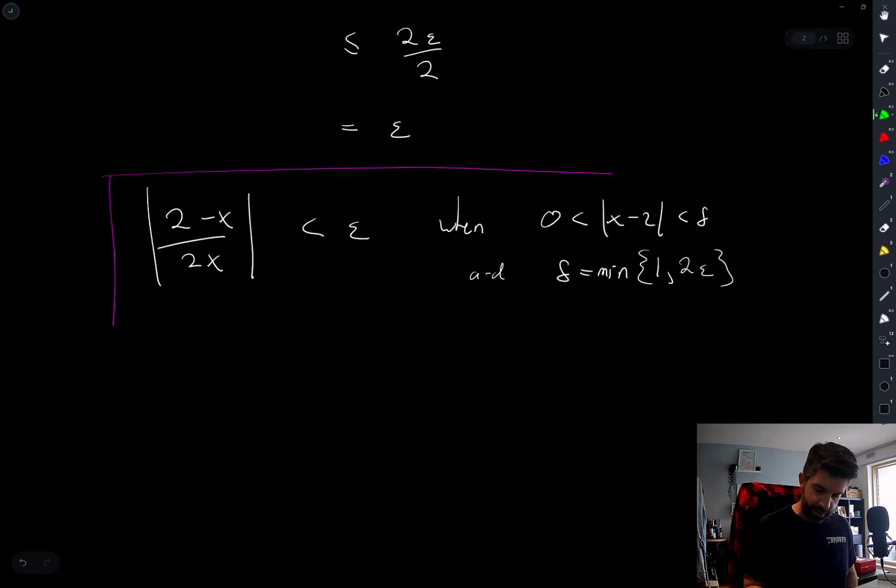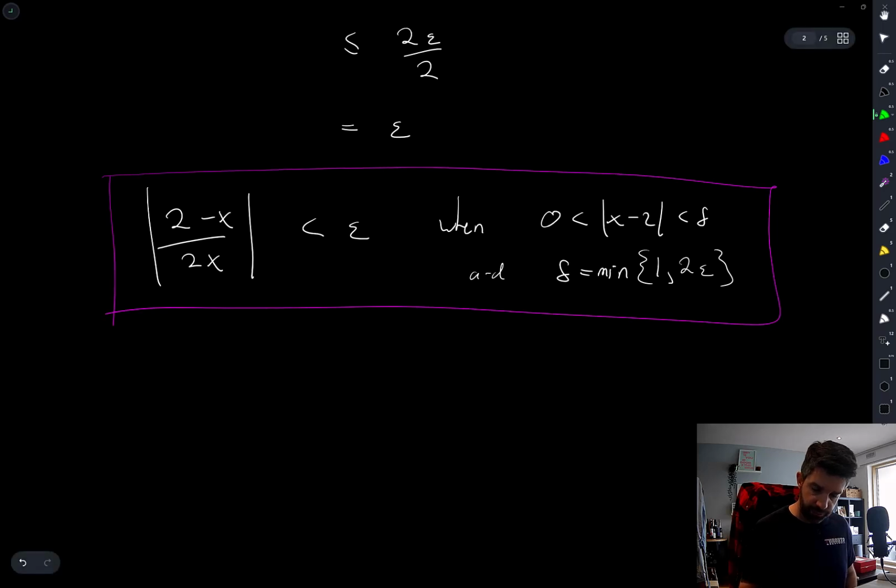And therefore we have that the definition of a limit is satisfied for the quantities given. Yeah, I don't think there's much more to say about this one.